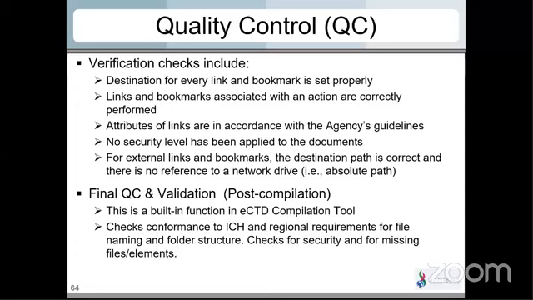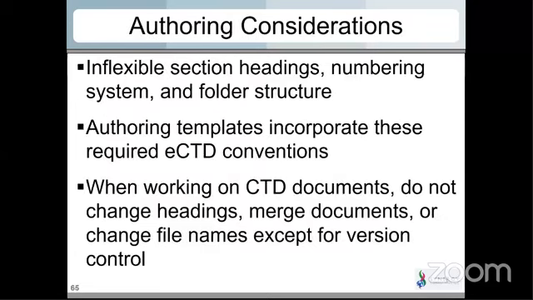And that is the same tool that will be used at the regulatory agency when it is received on their end. The primary considerations are that the section headings, numbering system, and folder structure are inflexible, and they should not be changed. This is very different for folks who worked prior to eCTD, where you could make up any names or numbers that you wanted to, as long as it made sense to you. Now it is inflexible. The authoring templates, which I mentioned to you before, you can prepare your own internally, or there are many companies that sell them externally and can plug into your software so that your reviewers are able to use them.